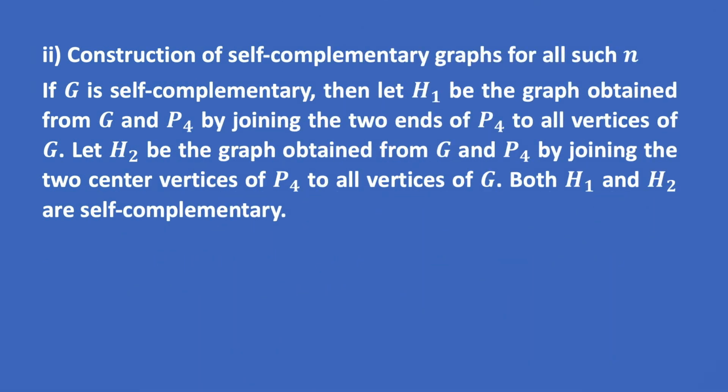The construction of self-complementary graphs for all such n. If G is self-complementary, then let H1 be the graph obtained from G and P4 by joining the two ends of P4 to all vertices of G. Let H2 be the graph obtained from G and P4 by joining the two center vertices of P4 to all vertices of G. Both H1 and H2 are self-complementary.